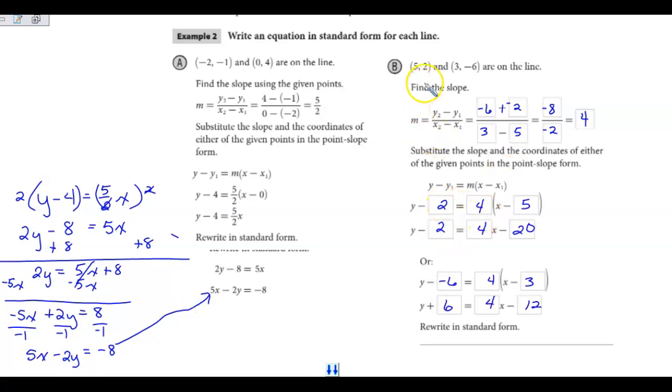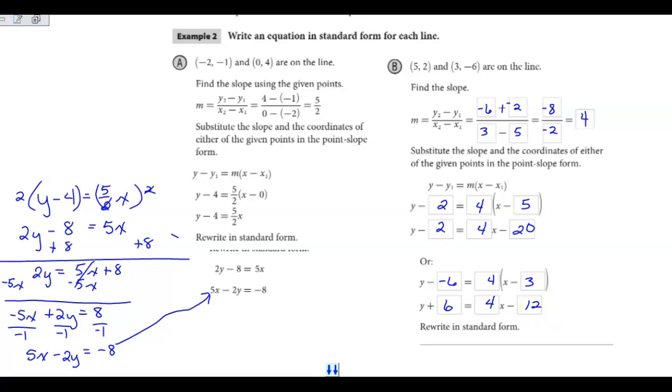So I used my first ordered pair to do my first point-slope. And so I got y minus 2 equals 4 times x minus 5. And when I simplify that, I get y minus 2 equals 4x minus 20. And then on my second point-slope, I use my second ordered pair. And so I get y minus -6, which we know is y plus 6, equals 4 times x minus 3. And if I simplify that, I get 4x minus 12. And now we are going to write this in our standard form.